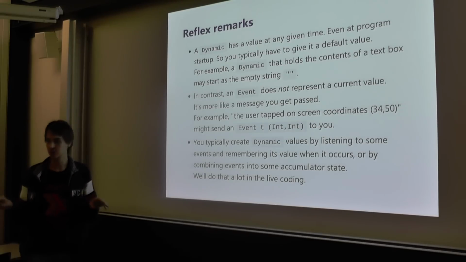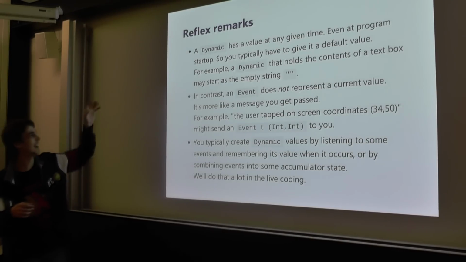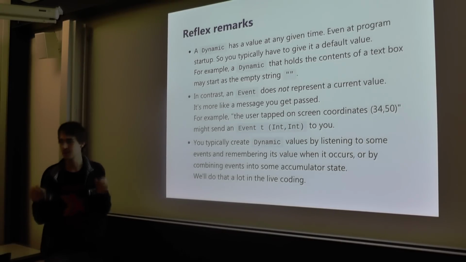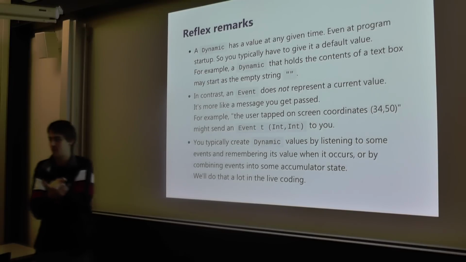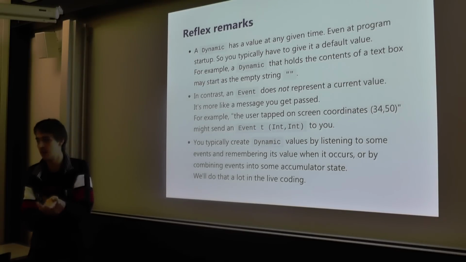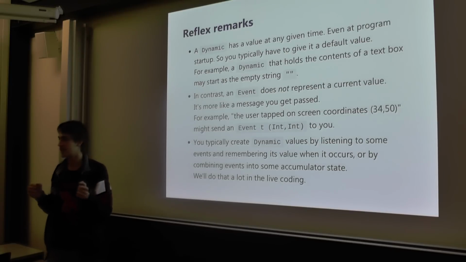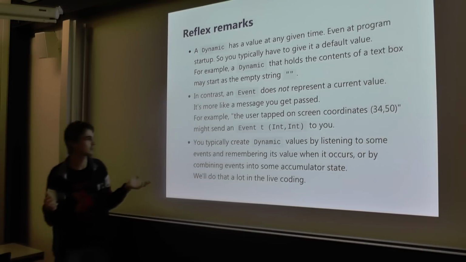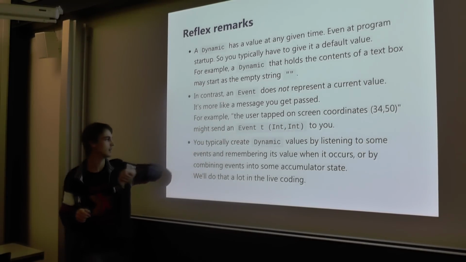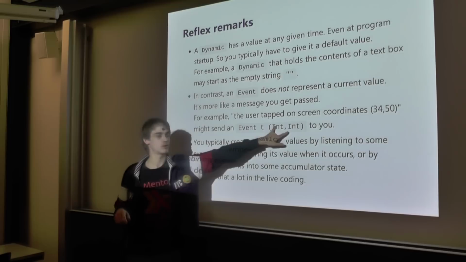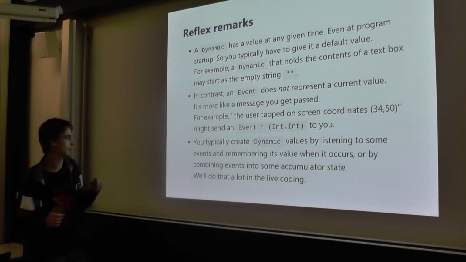Okay, so just a couple of short remarks that you can keep in mind as we are programming. So first, a dynamic always has a value. That typically means that when you make some dynamic at the beginning, it has to have one, that's why you have to give it a default value typically. For events, you don't have to do that, because that's just something that occurs momentarily and it might never occur. So for example, if the user taps on the screen on their phone at some coordinates over there, you might get an event with 2 ints inside. But if the user doesn't tap, then that doesn't happen. So no default values in there.